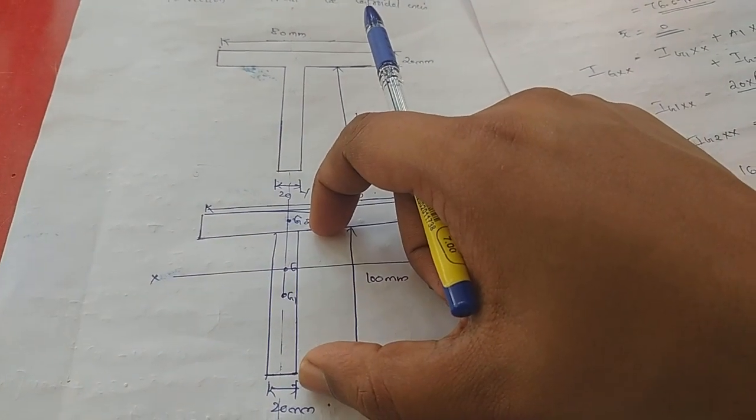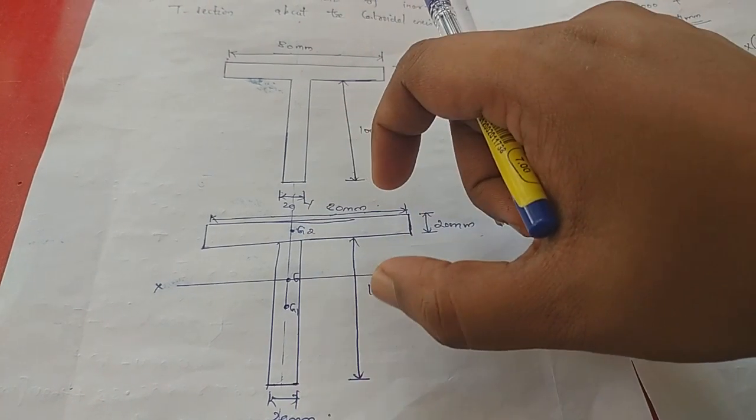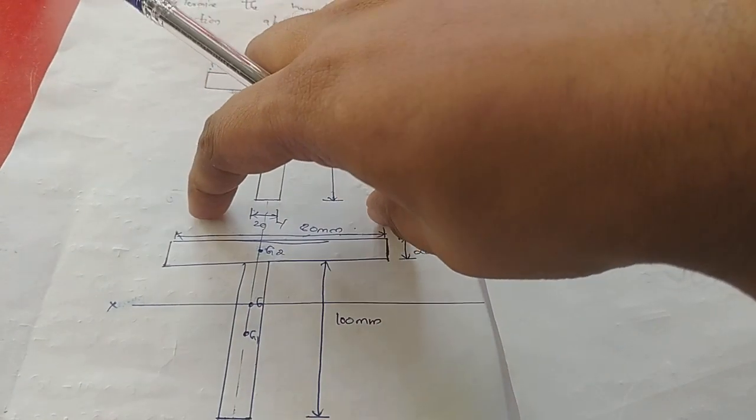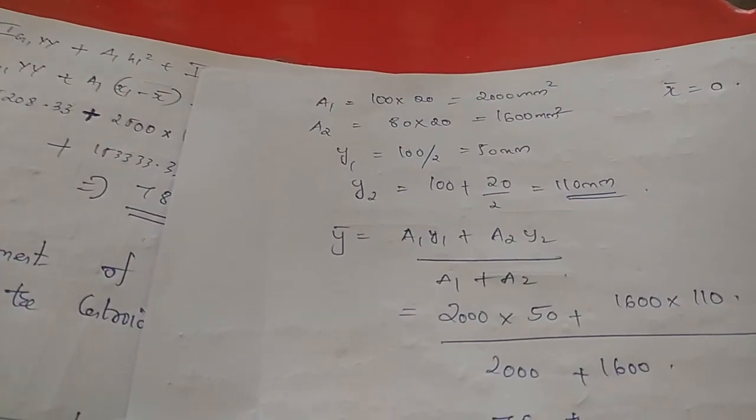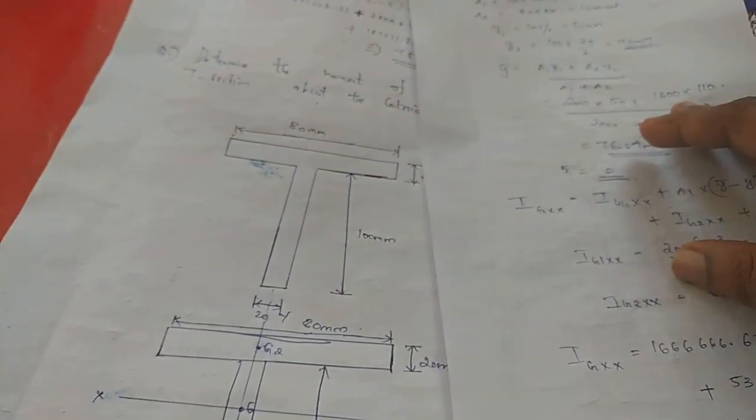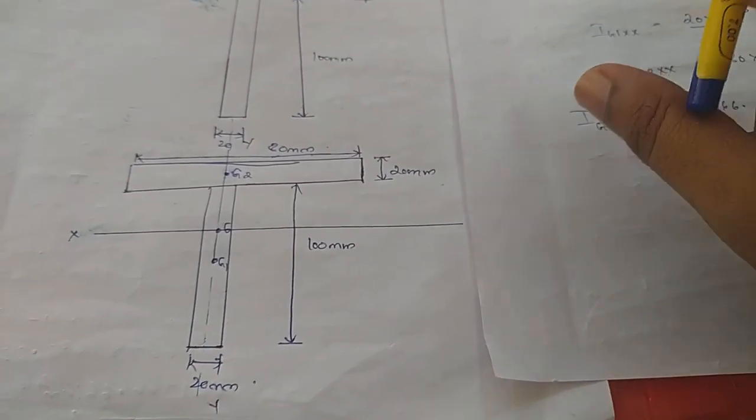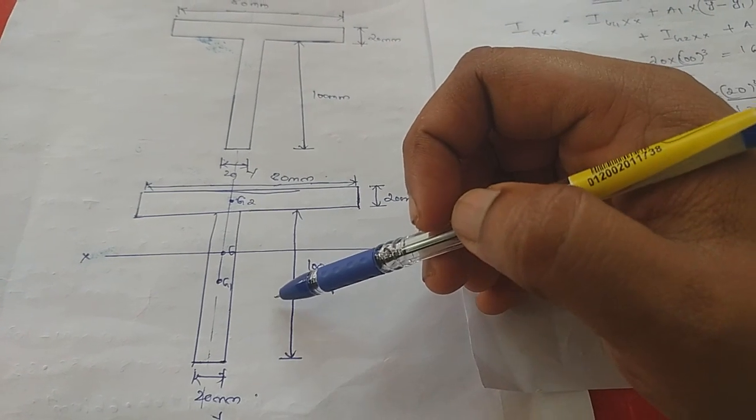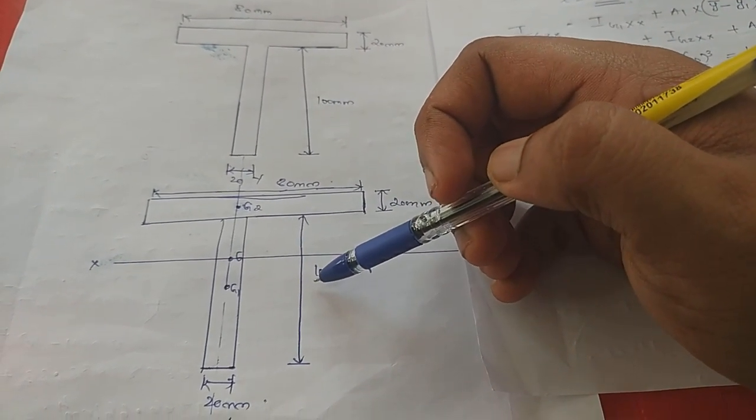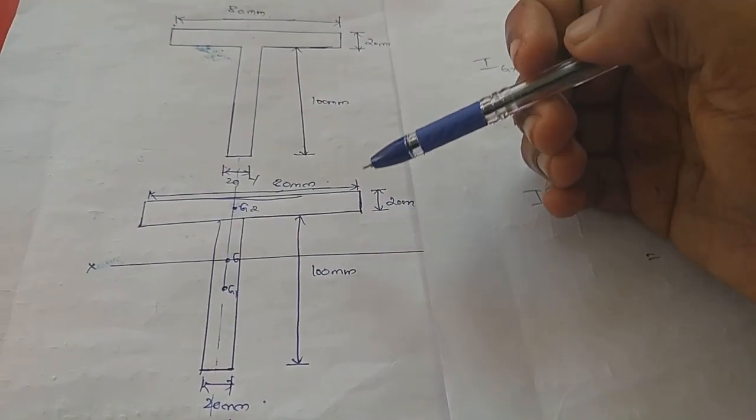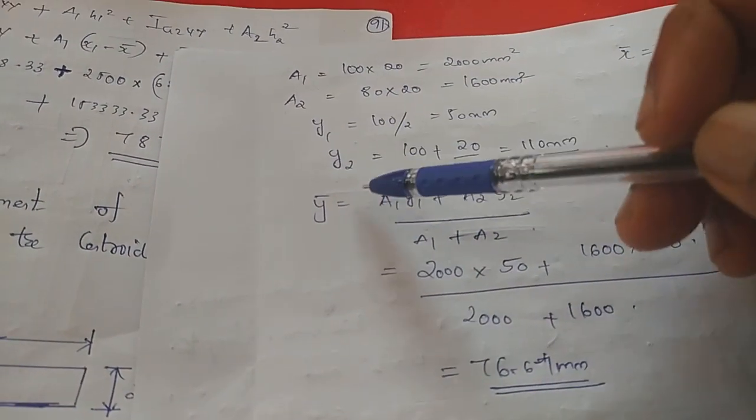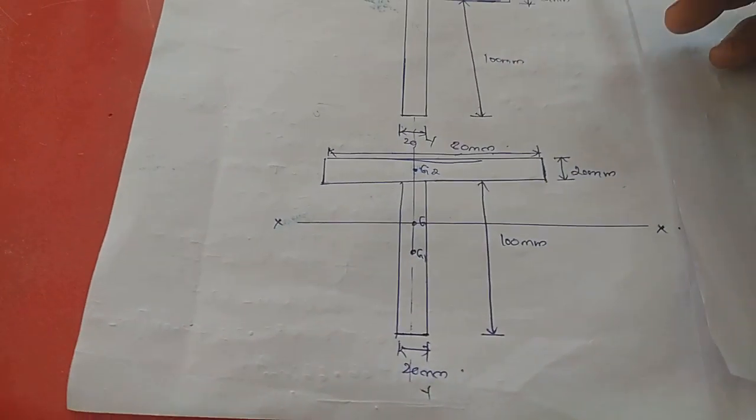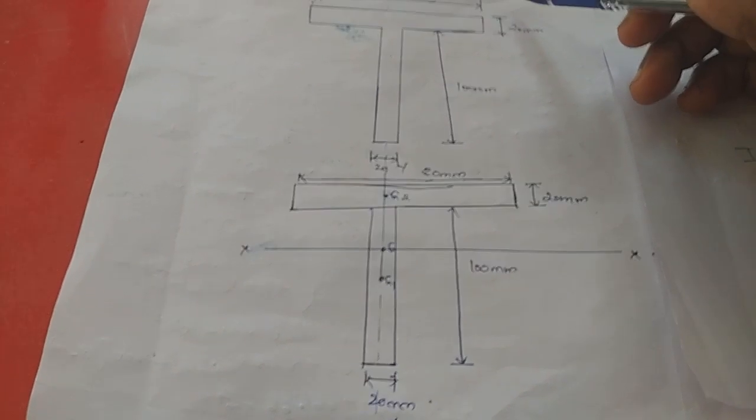A1 is the area of the first section. A1 is 100 into 20. A2 is 20 into 80. X bar is 0. Y bar is (A1 y1 plus A2 y2) divided by (A1 plus A2). Now we will mark the centroid.